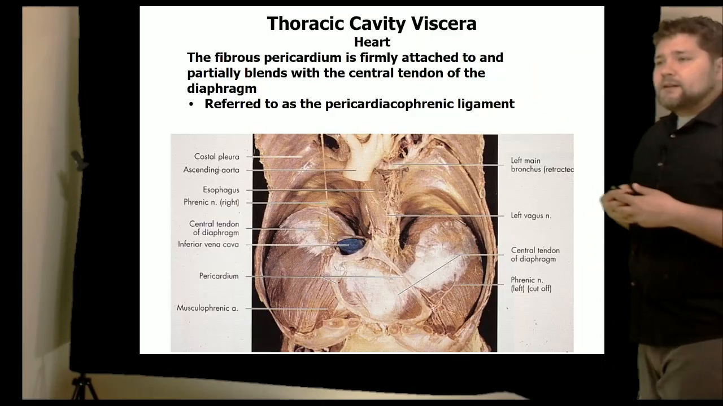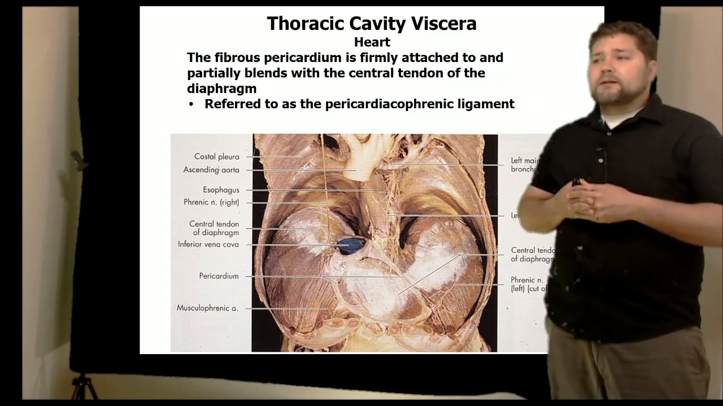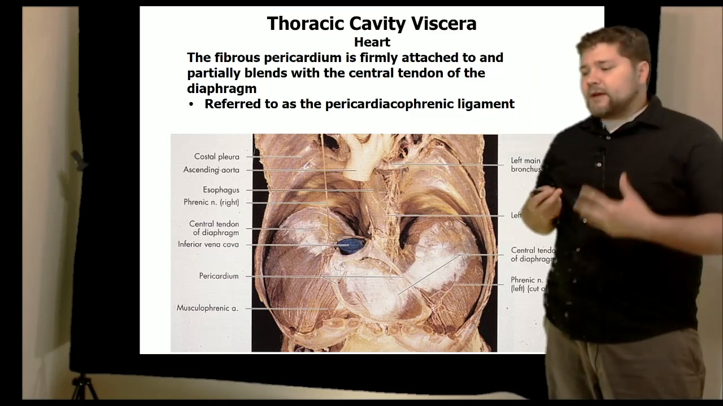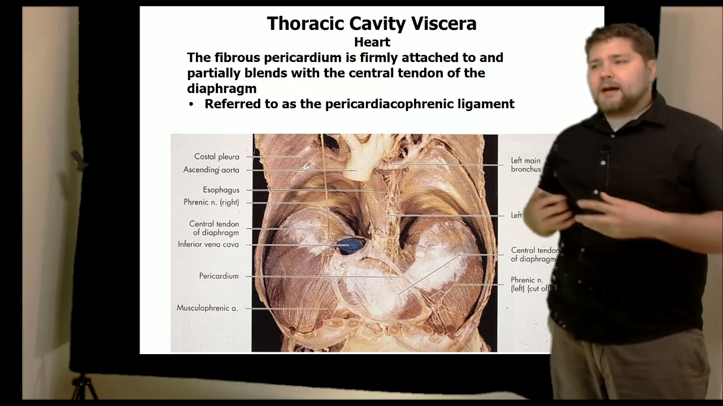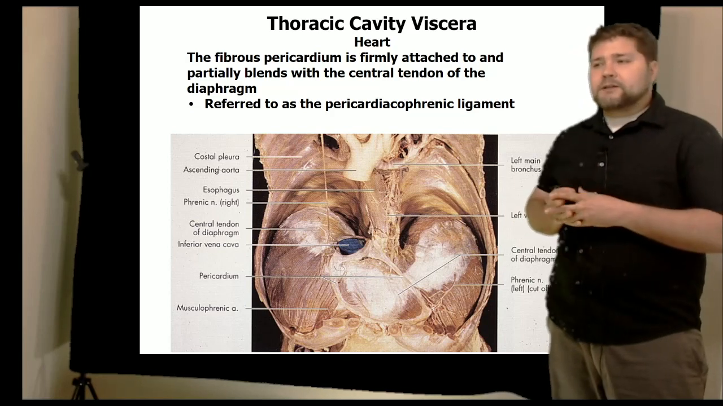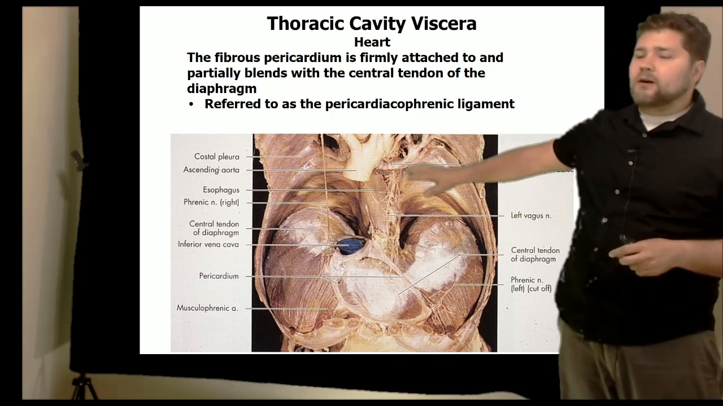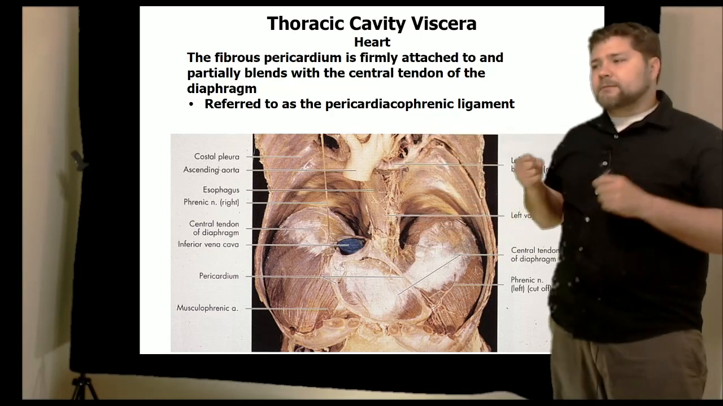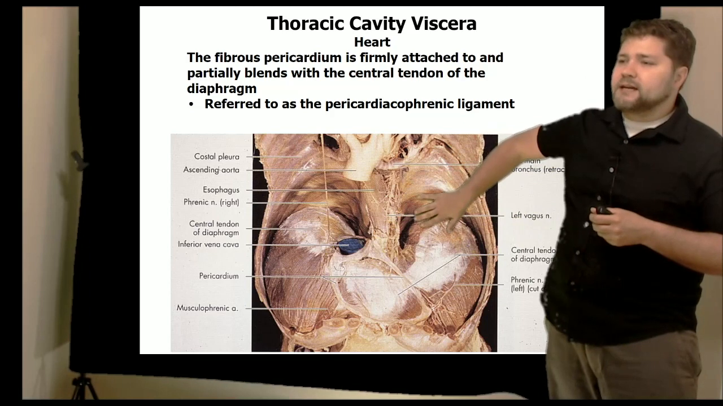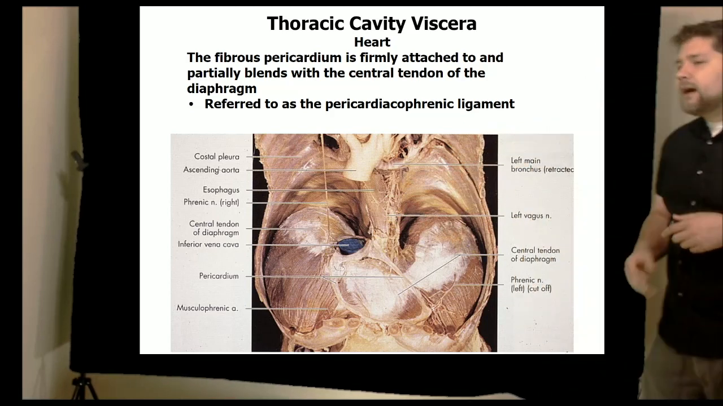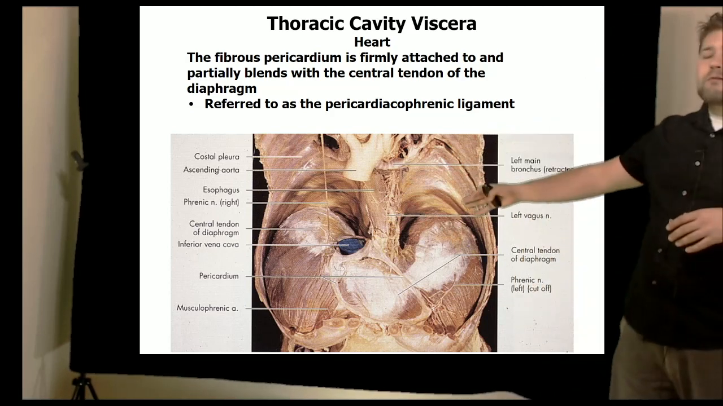All right, so let's take a look now at the fibrous pericardial attachment to the diaphragm. So we had the central tendon of the diaphragm, which is going to be a nice adhesion point for a lot of structures. And what you'll see there, if you were actually trying to remove the heart, you can pull it out of the pericardial sac, but the pericardial sac actually adheres really tightly to the diaphragm down here. And we call this the pericardiophrenic ligament.